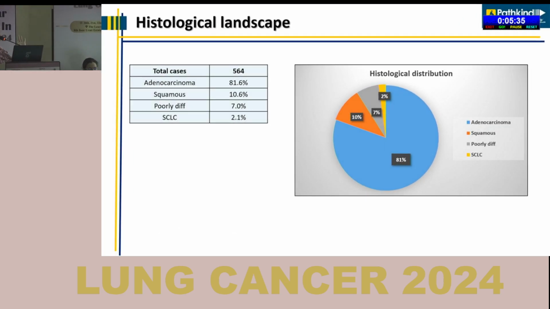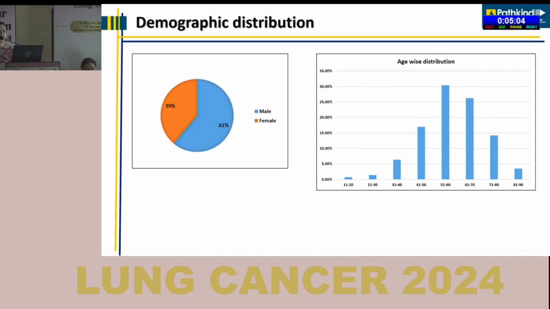This particular year, we processed 564 samples for tissue biopsy for lung cancer, and of these, 81.6% were adenocarcinomas, and only about 11% were squamous. There were 7% which were categorized as poorly differentiated carcinomas, and 2% were small cell lung carcinomas. So this was the histological distribution of the samples that came to us.